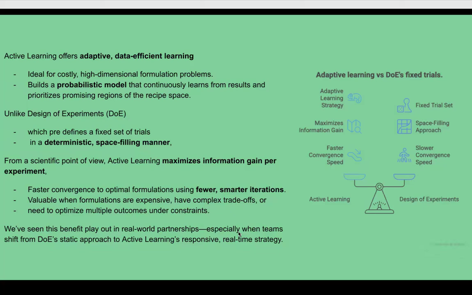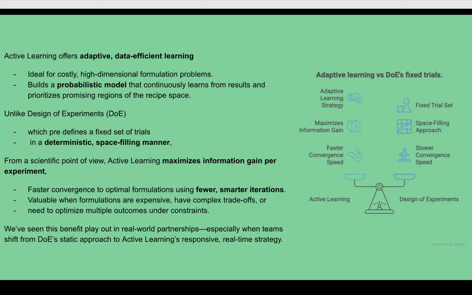Active learning offers an adaptive, data-efficient learning system. It's ideal for costly, high-dimensional formulation problems. What it does is it builds a probabilistic model that continuously learns from results and then prioritizes promising regions of the space that you're looking for.